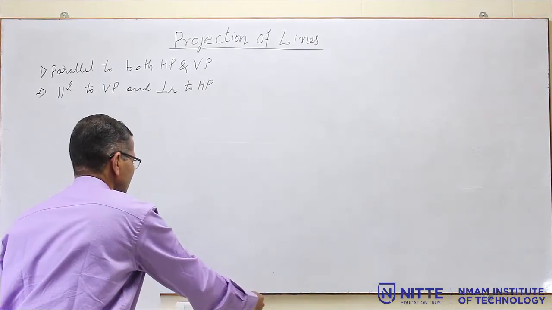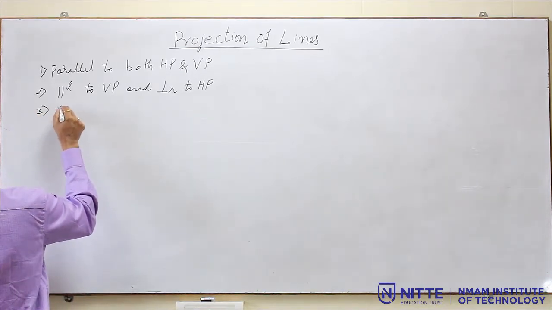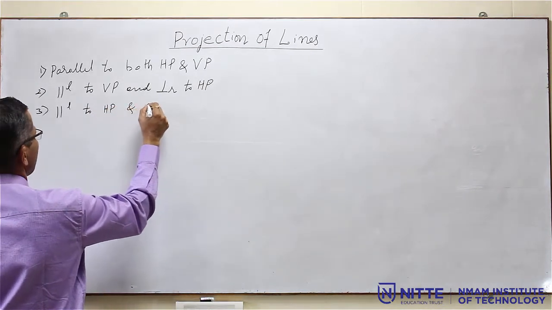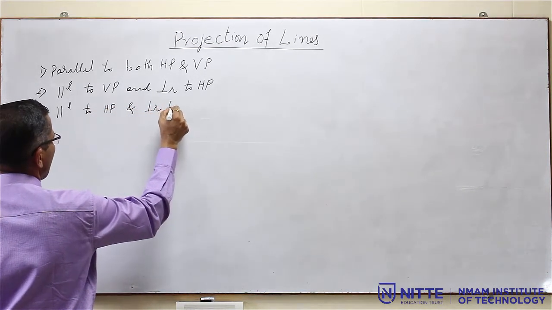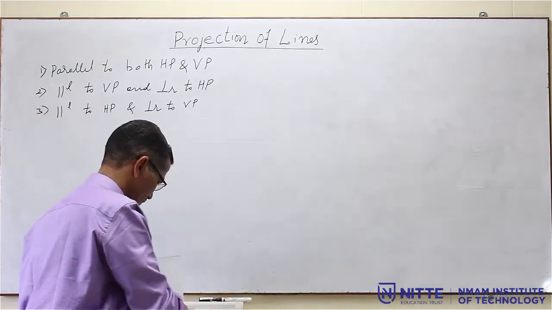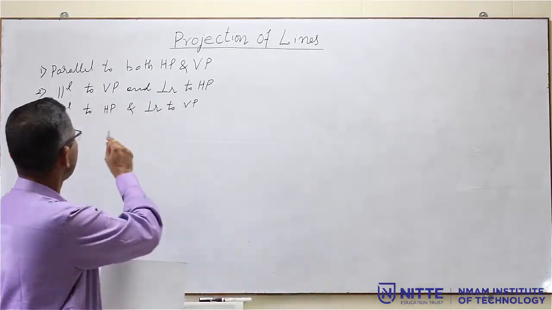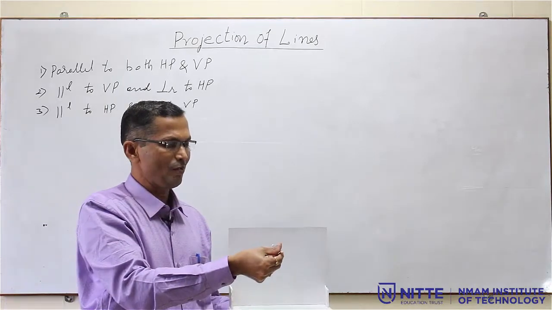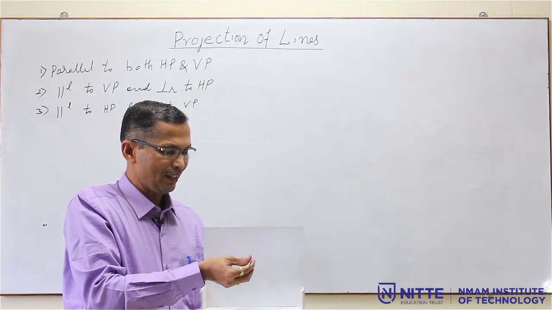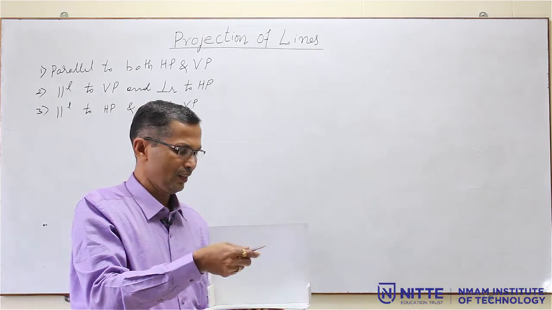And the third position is parallel to HP and perpendicular to VP. So, this is parallel to HP and perpendicular to VP, like this I have to hold. Now, this line is perpendicular to vertical plane and parallel to horizontal plane. So, this is the condition.